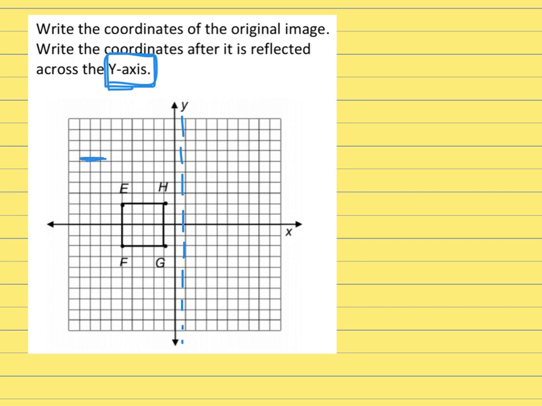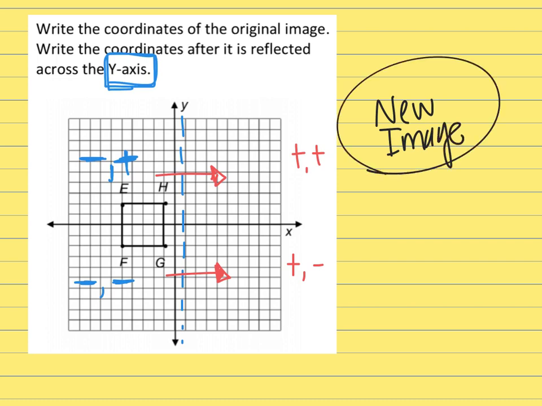So this box is negative, positive. This box is negative, negative. So when I move across to the other side, quadrant 1, remember, was positive, positive. And then quadrant 4 is positive, negative. Okay, this one does not have the coordinates written for us, so it's not quite as fast, but we'll get it. All right, the new image.